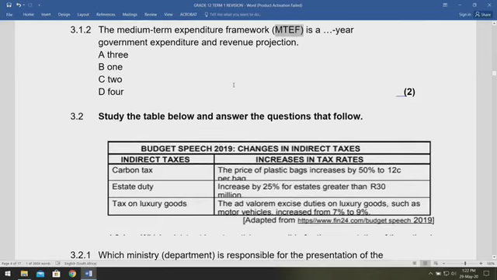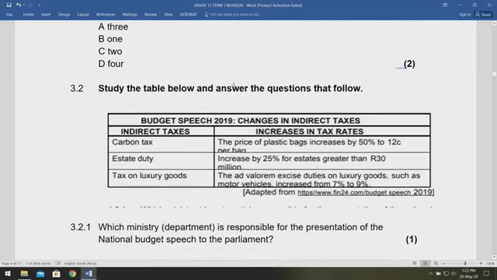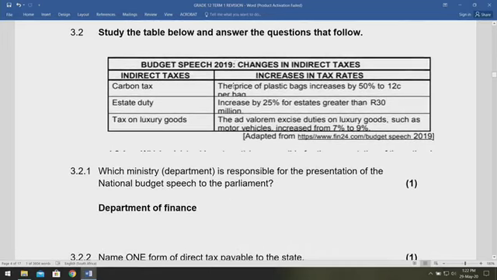Right. We're moving on to the section B type questions here. 3.2, study the table below and answer the questions that follow. So the table deals with the budget speech of 2019, and they're talking about changes in indirect taxes, and there they've listed what the indirect taxes are and the increases in the tax rates. Right, so now I have an idea that the questioning is going to be something to do with taxes, right, and taxation.